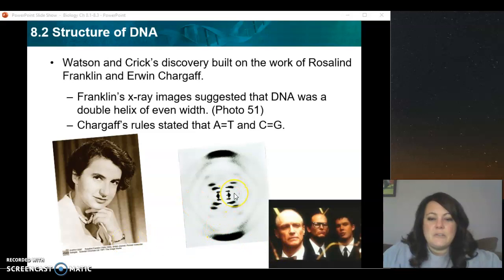She took these pictures. She had two forms of them. There was a wet and a dry. And essentially you're looking at a cross-section of DNA. Okay, so they determined that this was a double helix. So it was a ladder that was twisted.